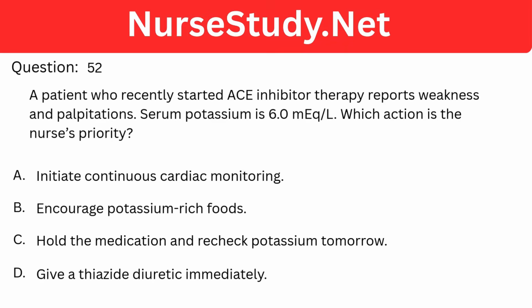Question 52. A patient who recently started ACE inhibitor therapy reports weakness and palpitations. Serum potassium is 6.0 milliequivalents per liter. Which action is the nurse's priority? A. Initiate continuous cardiac monitoring. B. Encourage potassium-rich foods. C. Hold the medication and recheck potassium tomorrow. D. Give a thiazide diuretic immediately.